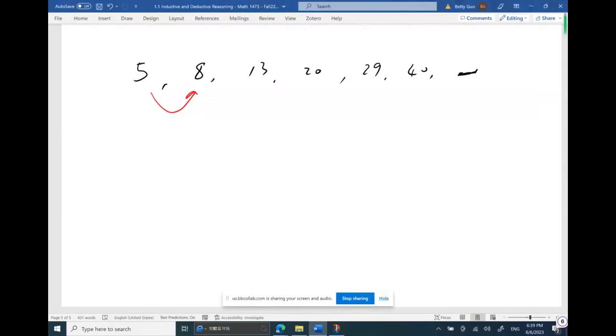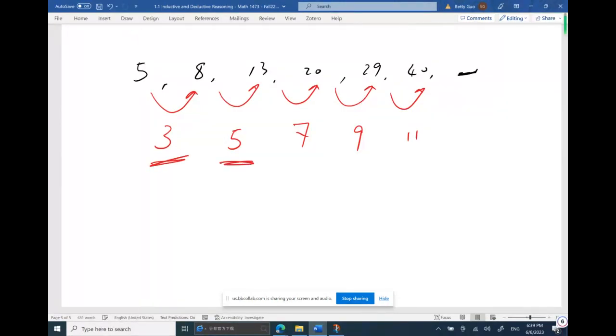We consider the difference between any two consecutive elements in the sequence. The difference between 5 and 8 is 3. Difference between 8 and 13 is 5. Difference between 13 and 20 is 7. Difference between 20 and 29 is 9. Difference between 29 and 40 is 11.